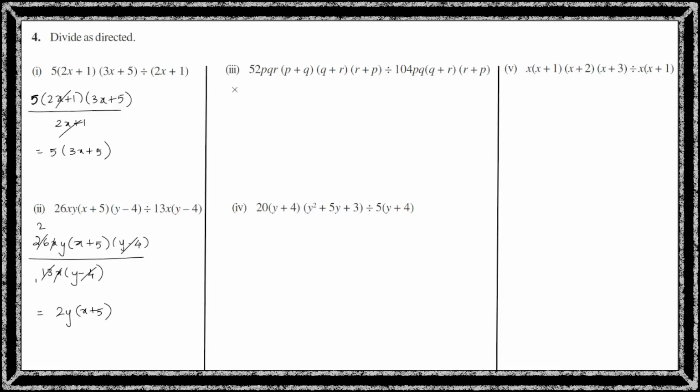Right? Now here, again this is already factorized. So I simply have to carefully take down the question and cancel the common terms. That is that.